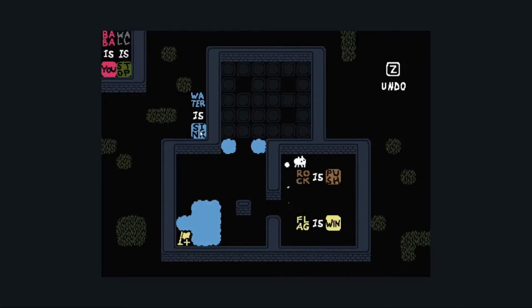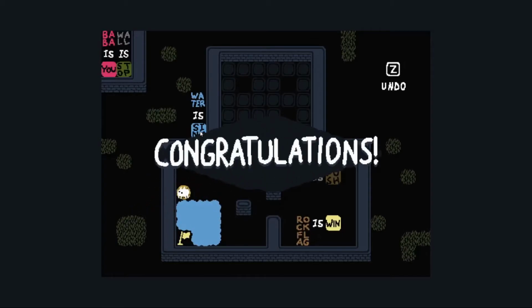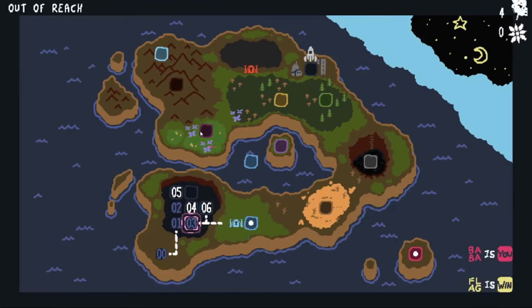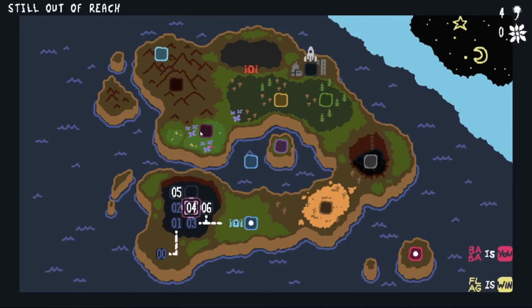But the intended solution is that I'm going to use undo real quick so we can get the solution. If we bring rock over here and push it down, we can make rock win. So that means that we can now beat the level. Flag isn't necessary because, as the previous level taught us, it doesn't really matter what the subject is as long as the predicate makes it what you need it to be.